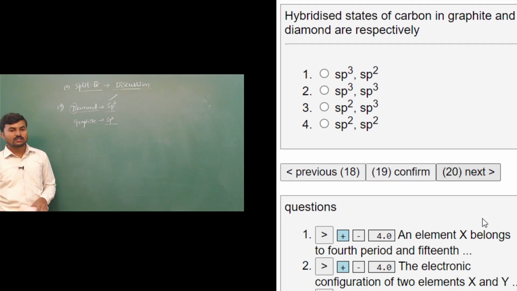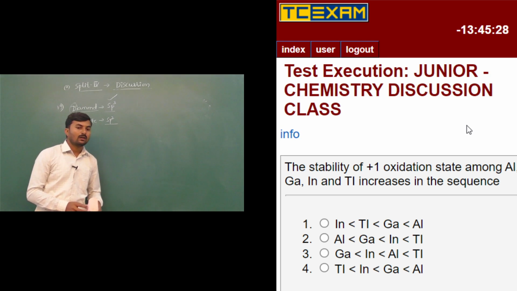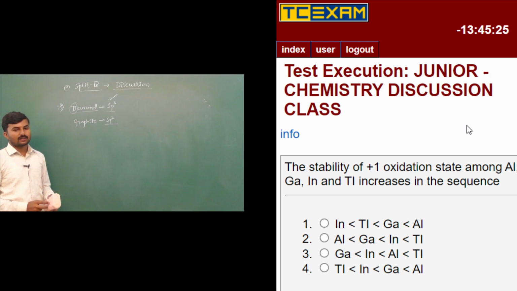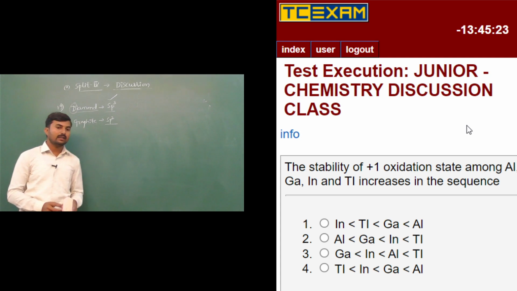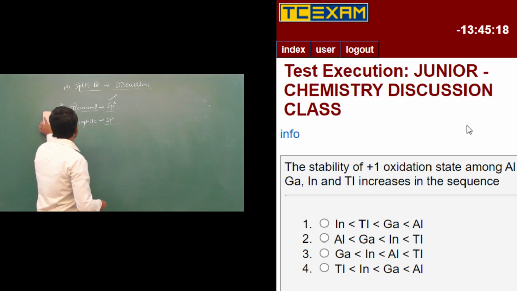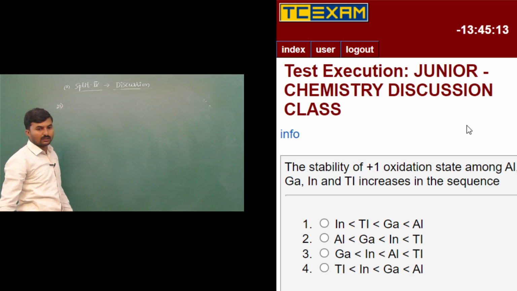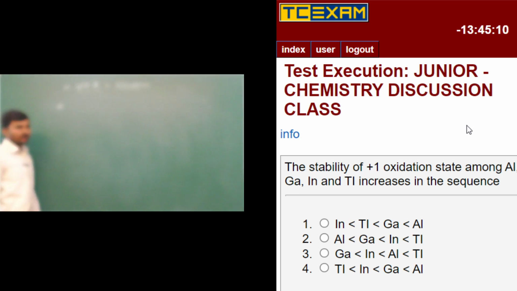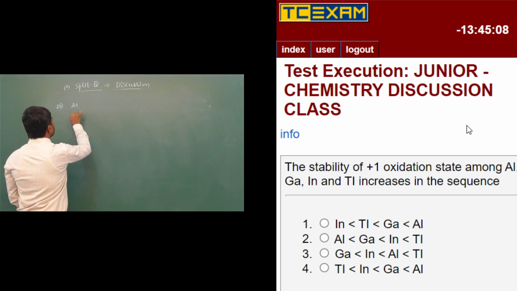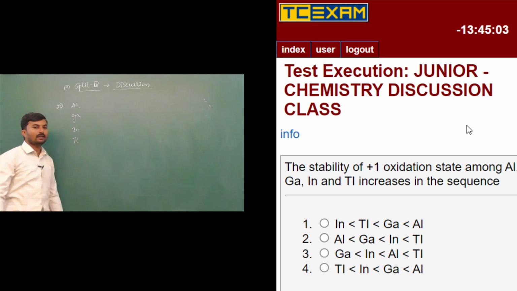So the last question of the discussion, that is question number 20. That is regarding the stability of +1 oxidation state among aluminium, gallium, indium and thallium, which increases in the sequence. So question number 20 is regarding the stabilities of different p block elements. What they have given here: aluminium, gallium, indium followed by thallium.